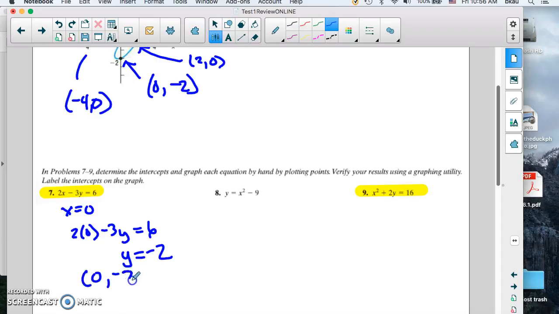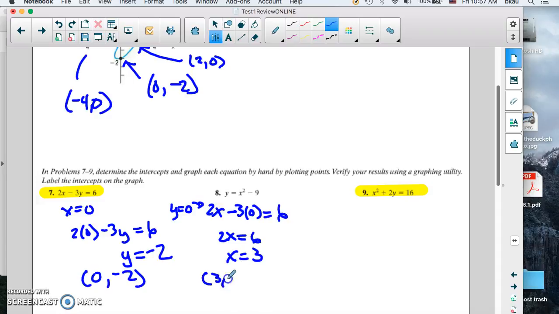That's our y-intercept, 0, -2. For our x-intercept, we do the same exact thing, but we put in y equals 0. So it's 2x minus 3 times 0 equals 6. So we have 2x equals 6, so x is equal to 3. So our x-intercept is 3, 0. So that's how we find the intercepts, by plugging in 0 for the opposite value.